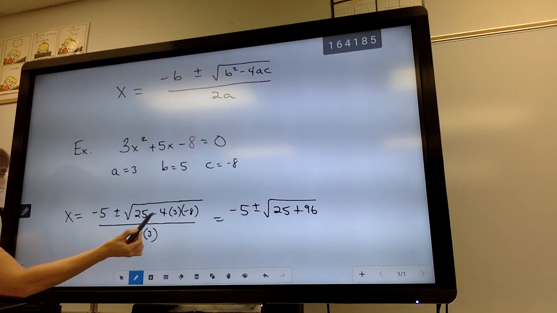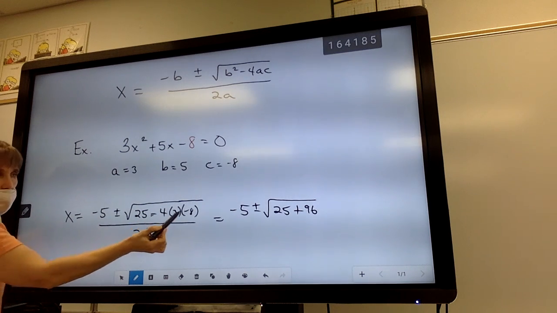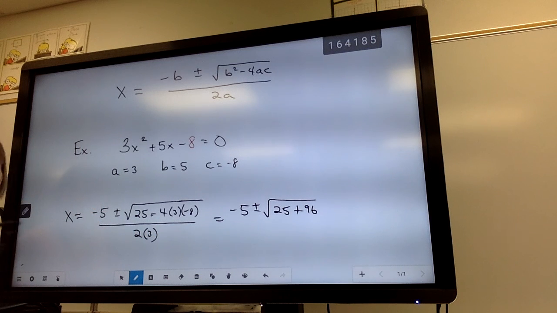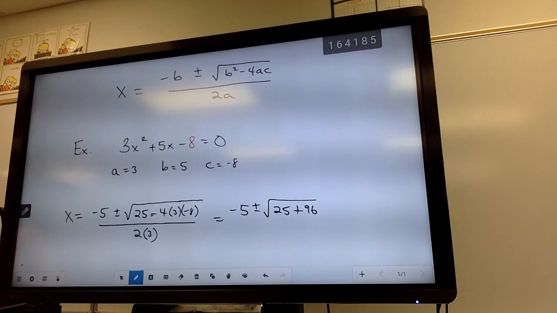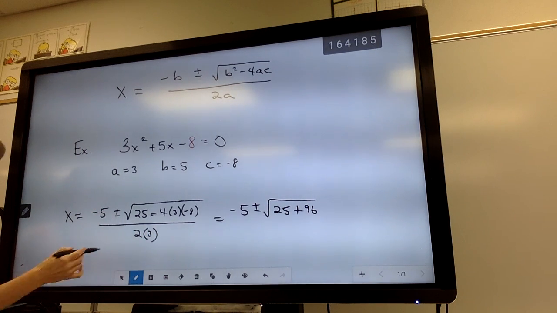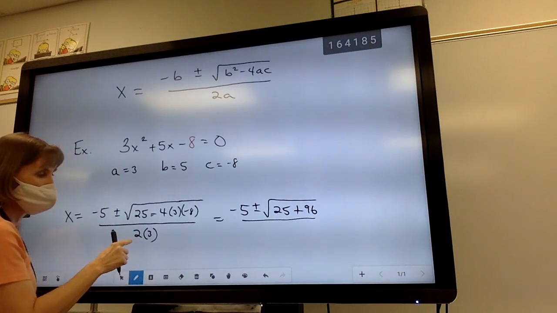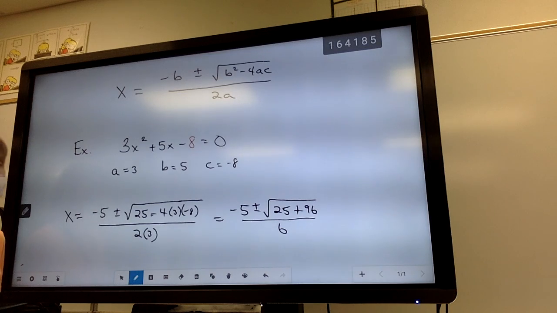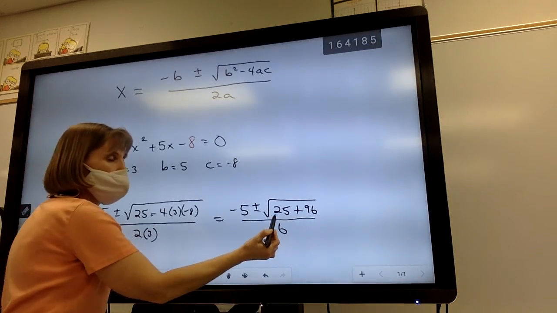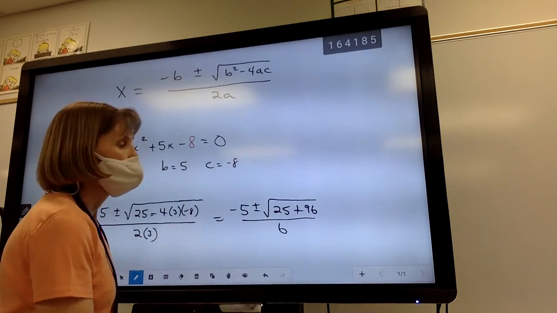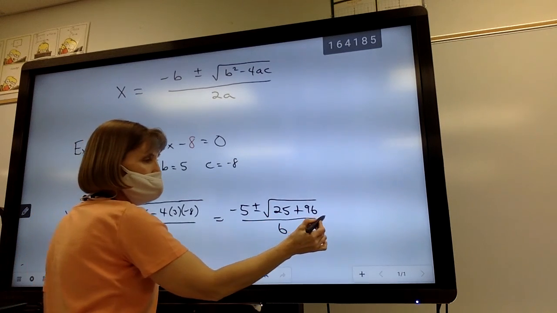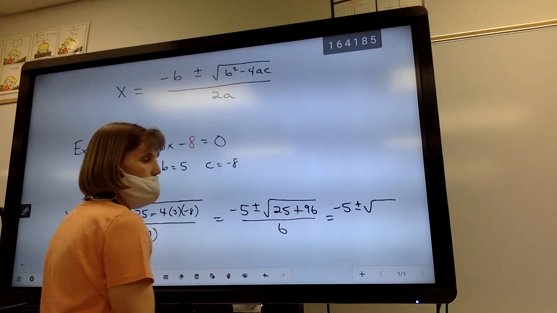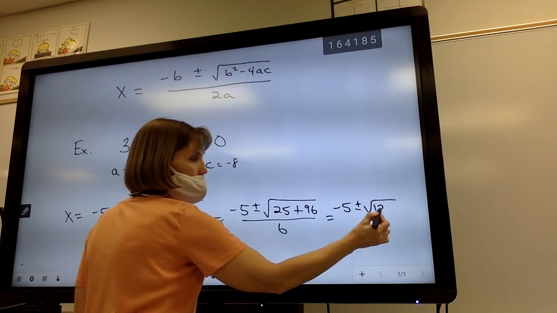Okay, so once I count my negatives, I see 2 of them. That's an even number, so I know it's going to be a positive product. I don't have to worry about the sign anymore. I can just take the 4 times the 3 times the 8. It's all divided by 2 times 3, which would be 6. Okay, we're going to keep working on what's underneath the radical here. So if I took 25 plus 96, what is that? 121.